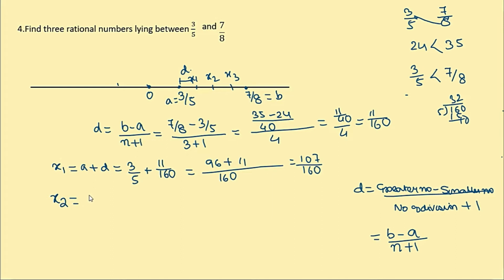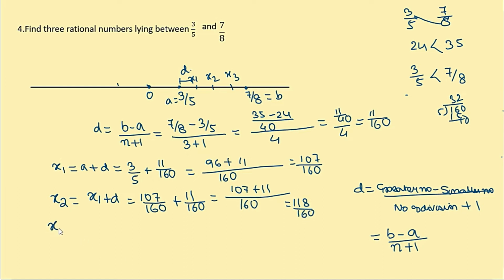Okay, now what will be x2? x2 will be x1 plus D. So just write down 107 by 160, and this is 11. D is 11 by 160. So LCM 160, 107 plus 11, that is 118 by 160. And x3 comes as x2 plus D, that is 118 by 160 plus 11 by 160, that is 129 by 160.